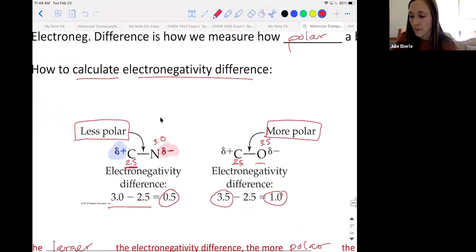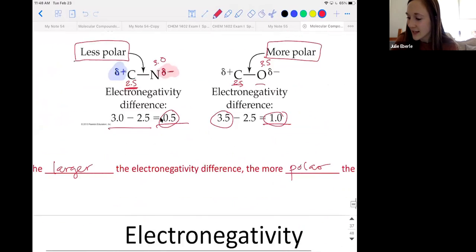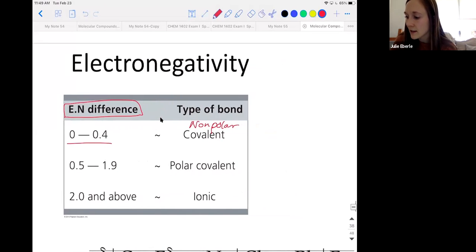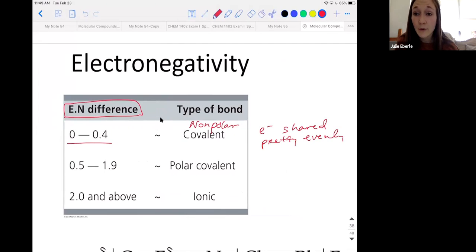All right, so now you can calculate an electronegativity difference, but how do you know if it's polar or not? That's where this table comes in, okay? Based on the electronegativity difference, this is straight from your textbook. If the difference falls between the range of 0 to 0.4, we call that a non-polar bond. Your book will say covalent. You're going to hear me say non-polar. Non-polar covalent is kind of the complete term. What this means is that the electrons in the bond are shared pretty evenly. Okay? You may have 2 different atoms in your bond, but the electrons are still shared pretty evenly.